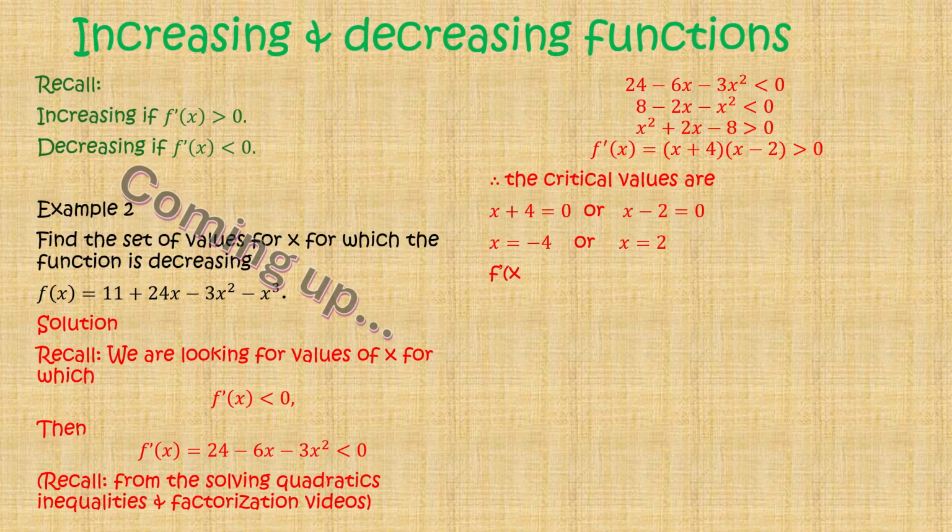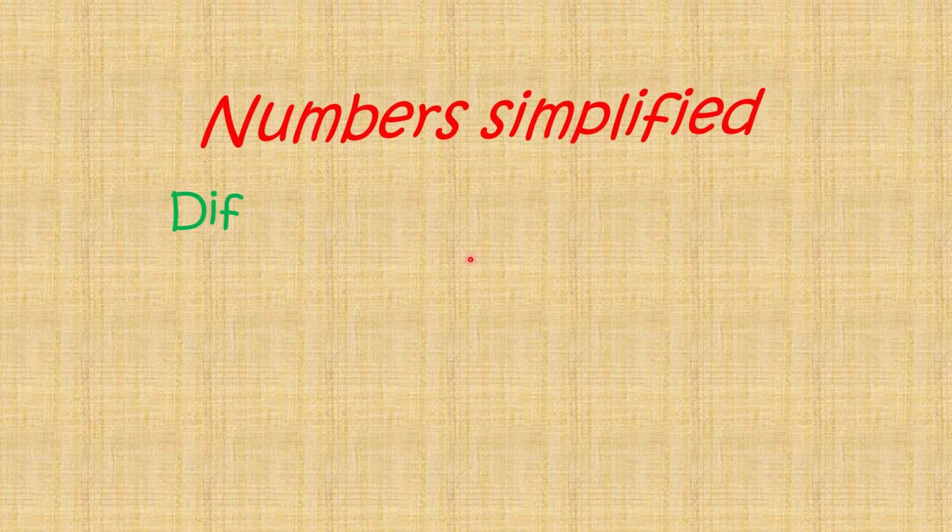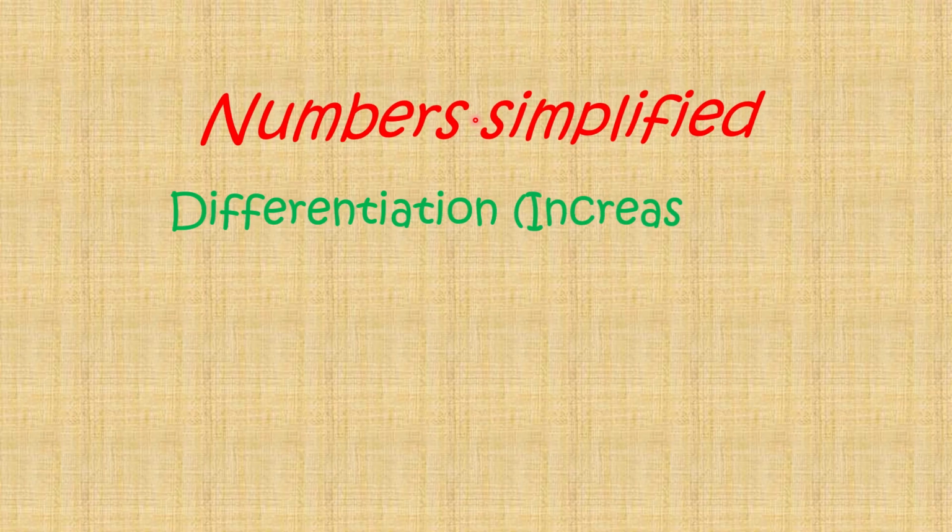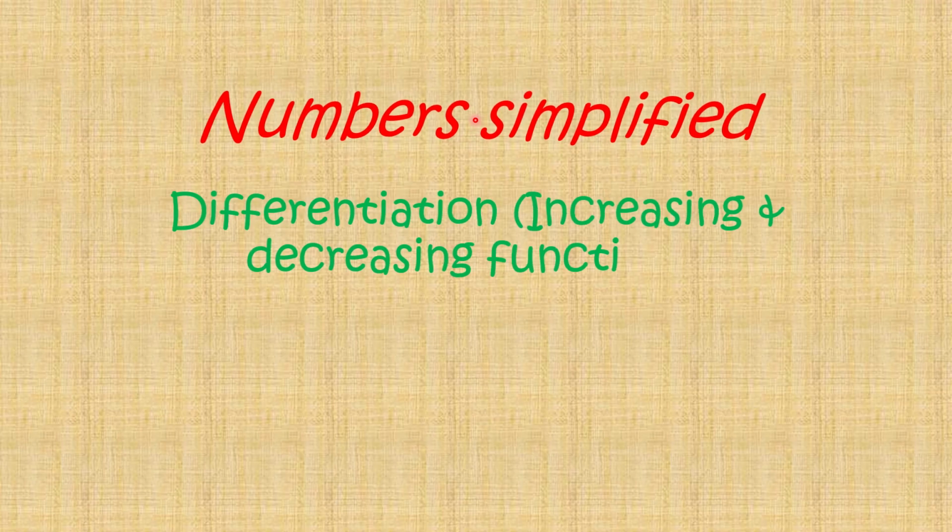f prime of x is a parabola with a minimum point. I'm sure we know how. Check out our quadratics list in order to get more info on how to find such.